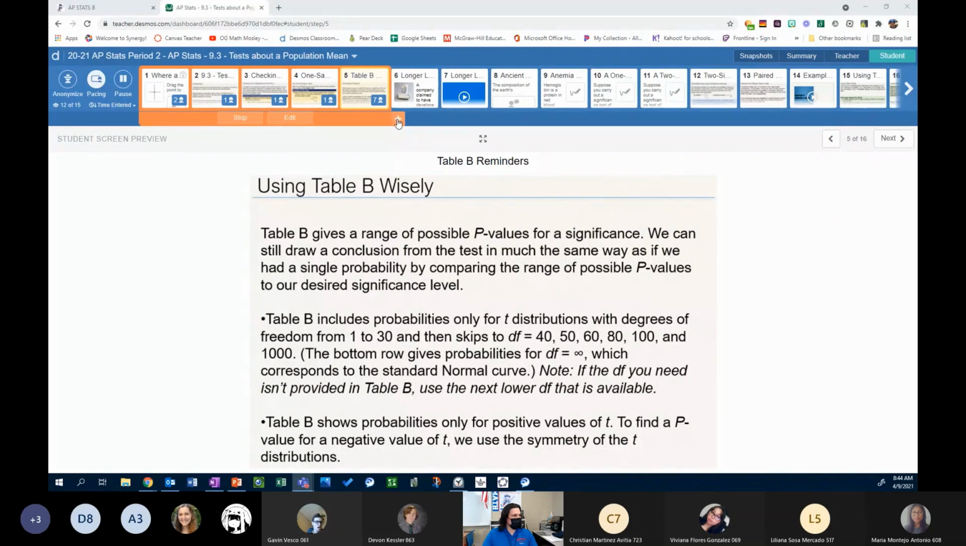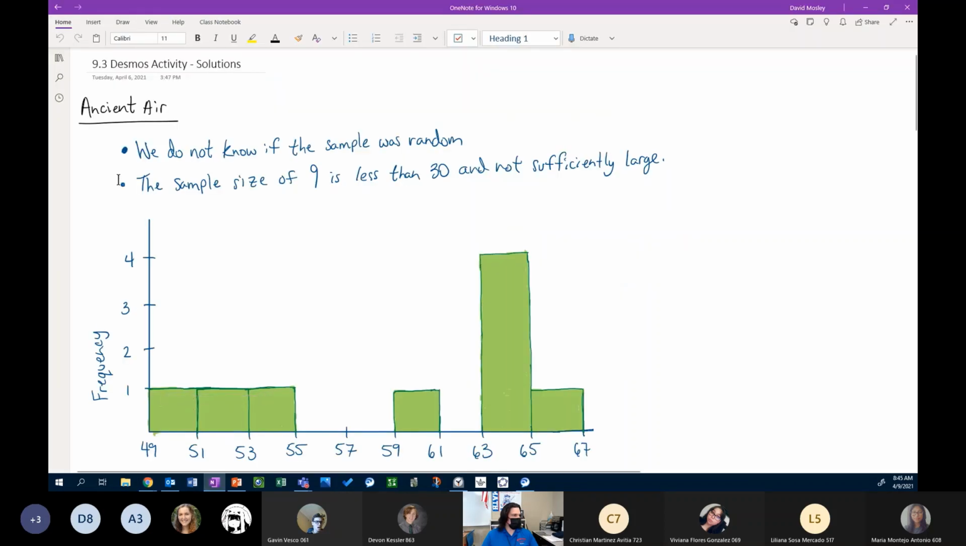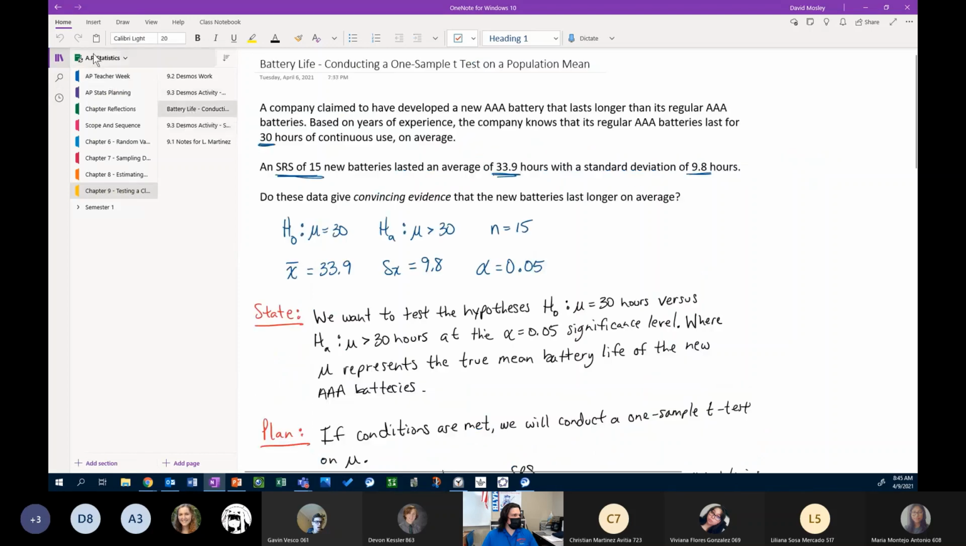We're going to move on then. All right, so next we have an example. This is an example that I'm going to show you guys the work for. I'm not expecting you guys to do it. This is our longer lasting batteries example. This will go through the 4-step process that we should be using when conducting a significance test. And it will show using table B and all that fun stuff. So for this, we're going to switch to OneNote and go through this example.